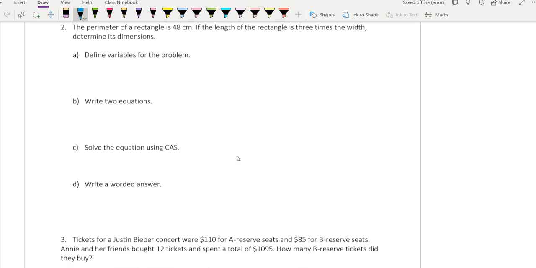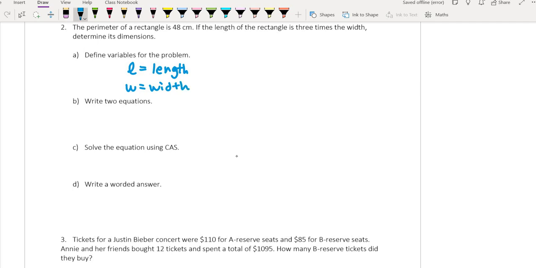This next question, it says perimeter of a rectangle is 48. The length is 3 times the width. Determine its dimensions. So define variables for the problem. So we have the length as L. Let's do that. How do you spell length? Length. And then W for width.